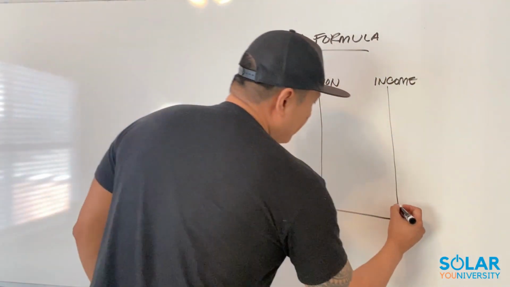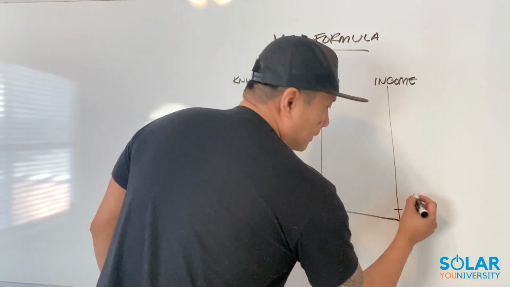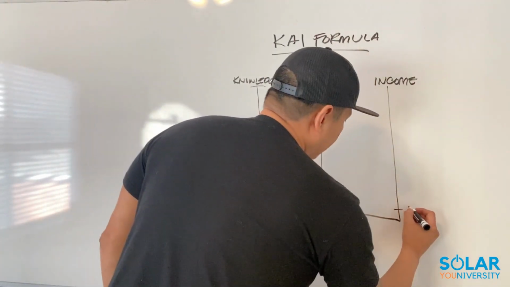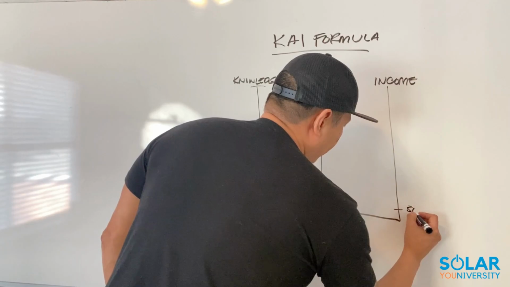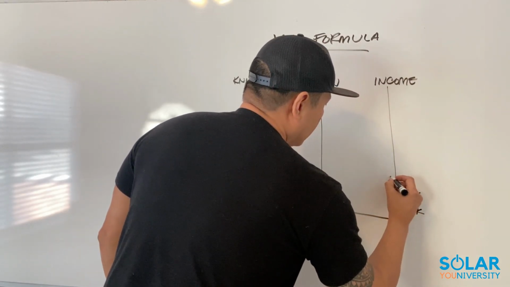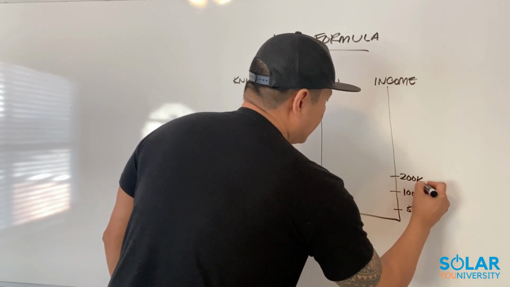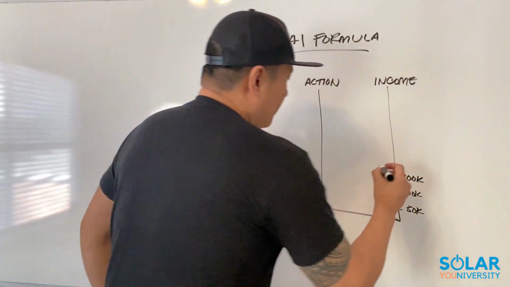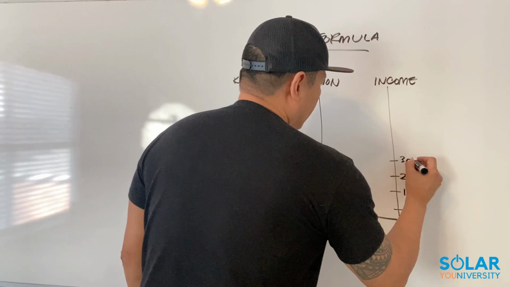So I'm going to make a couple dashed lines here that represent your income. Right down here, let's say it's 50K, right? 100K, 200K. And as you can see, as I'm ascending up, you're making more and more money.